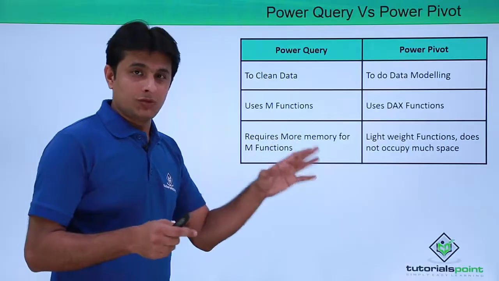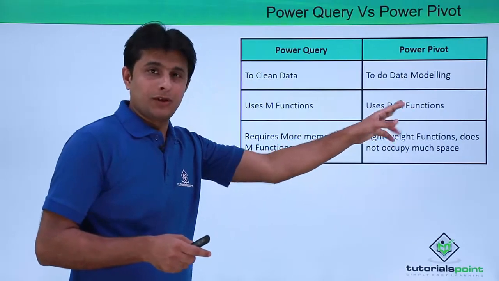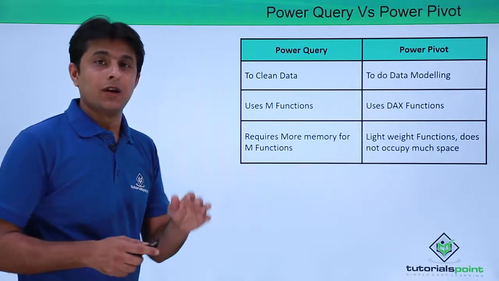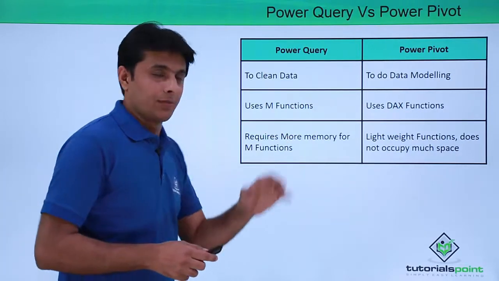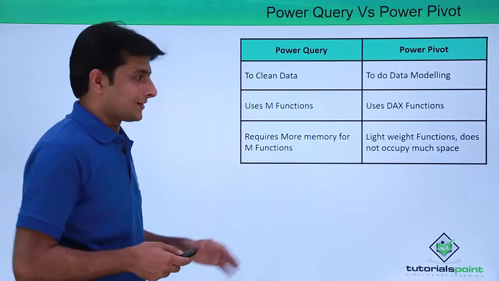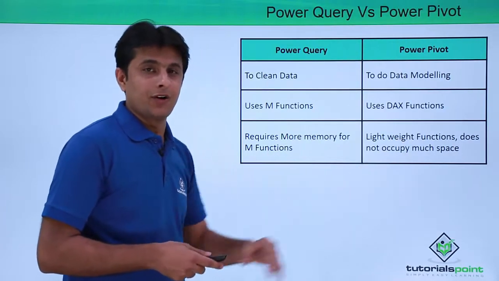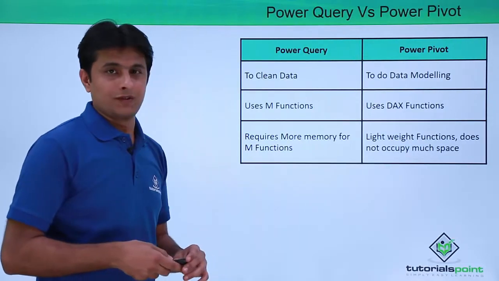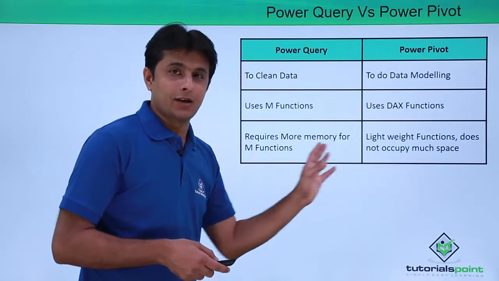Now, whenever possible, go for Power Pivot. If you have the same function in both places, go for Power Pivot DAX functions. Why? The reason is given in the third point. Let us see. It requires more memory for M functions, whereas it requires less memory for DAX functions, which are lightweight functions. A lightweight function does not occupy much space, and this would be much faster as compared to Power Query.